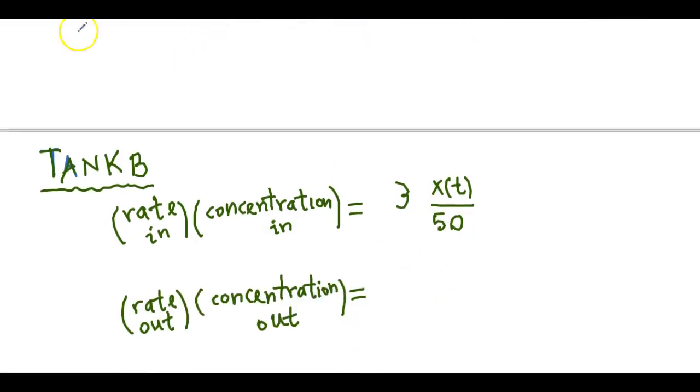In other words, 3 is in gallons per minute. This ratio x over 50 is in pounds per gallon. So we can see here how gallons cancel, and this quantity has units pounds per minute.